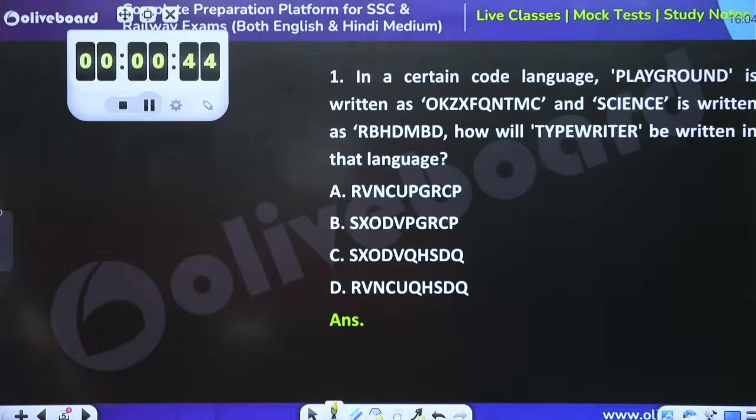Hi Anshu, namaskar. Correct, Dibya, very good.